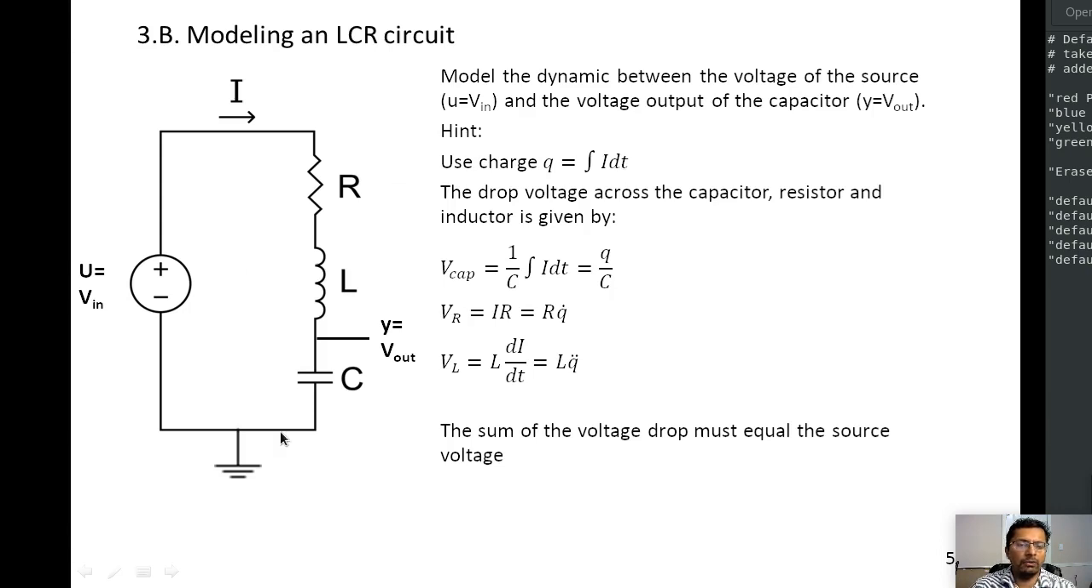being the current over here that is flowing through the circuit. The voltage across the capacitance, V sub C, that will be measured over here, is given by 1 over C integral of I dt. And if you substitute Q for the integral of I dt, you get this as Q over C. And then the VR is going to be I times R, R being the resistance, times Q dot. And then VL is L di by dt, which becomes L Q double dot.